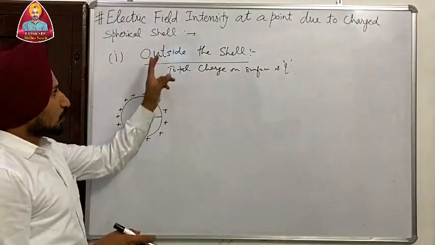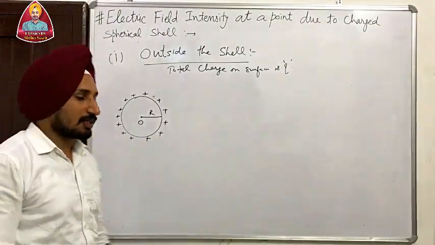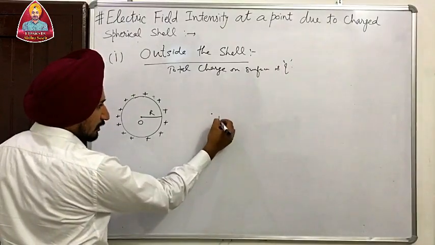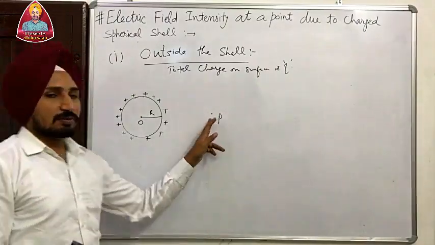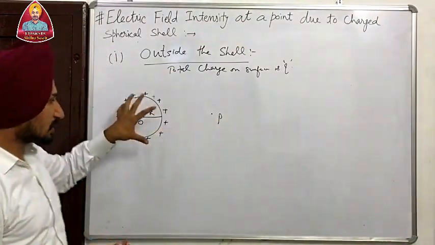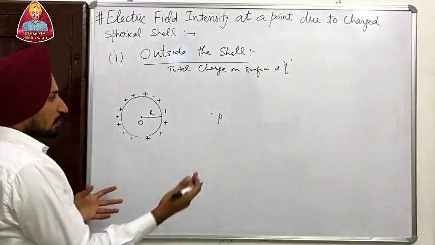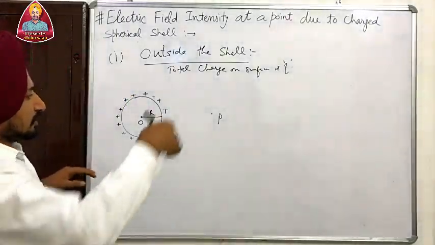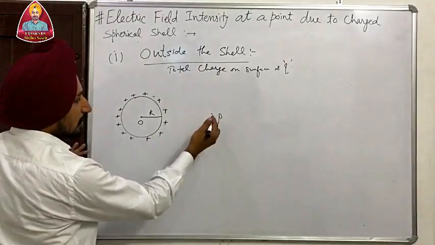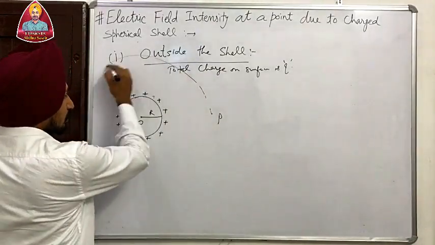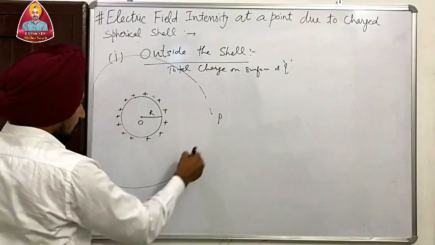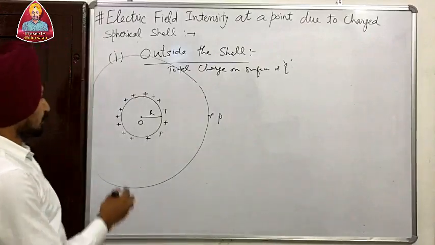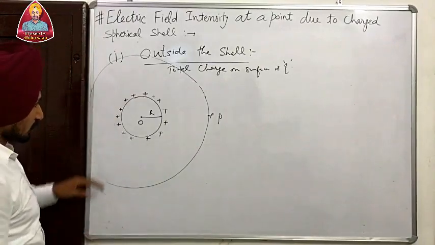Clear? To find the electric field intensity at a point outside the spherical shell, let us consider a point P here, where we want to find the electric field intensity due to this spherical shell. We will start from the Gauss theorem. We draw a Gaussian surface passing through this point P.